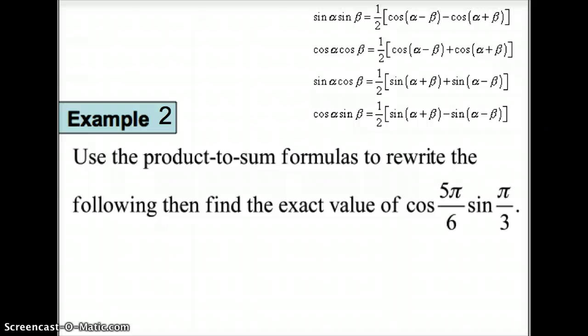This one we're going to see coming in handy when we want to find the exact value of the following expression. Now, we know 5 pi over 6 is on our unit circle, and so is pi over 3. But what's interesting is there are other ways to find these exact values using this formula. We can get the same exact answer that would be on our unit circle as we will using the formula. So we're going to use the formula again. It looks like alpha is here, beta is here, and we're going to use the last equation.